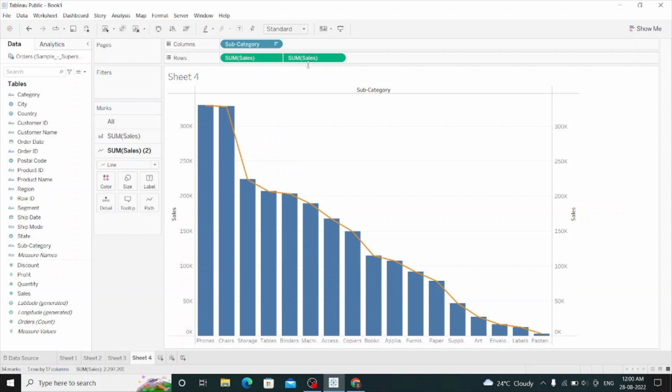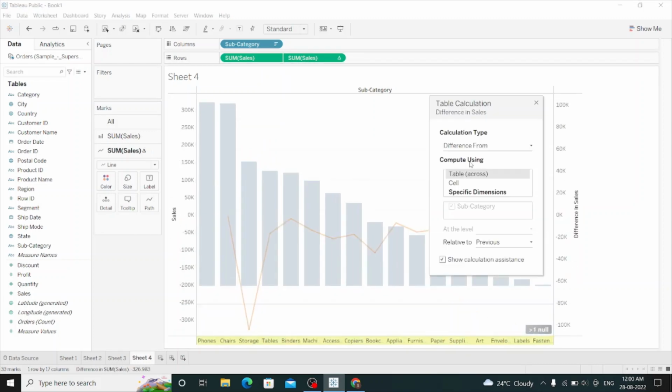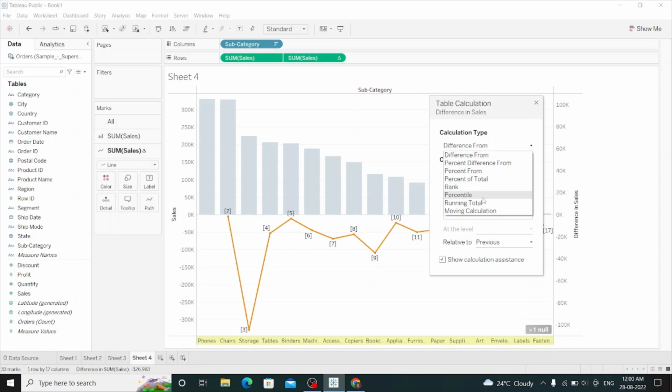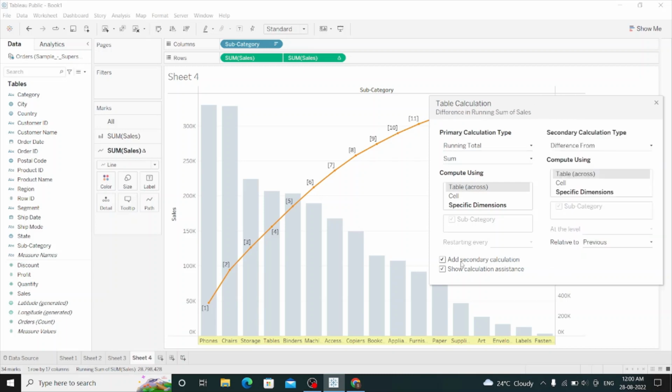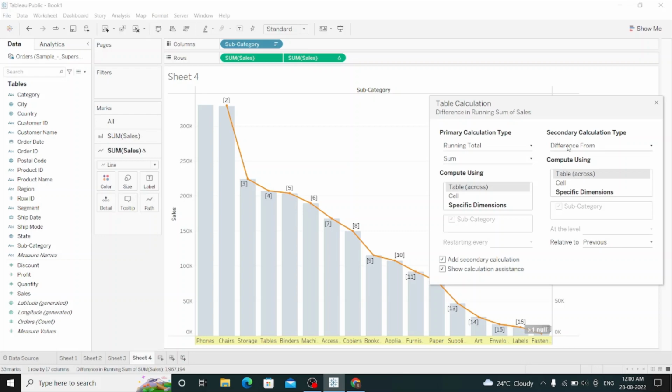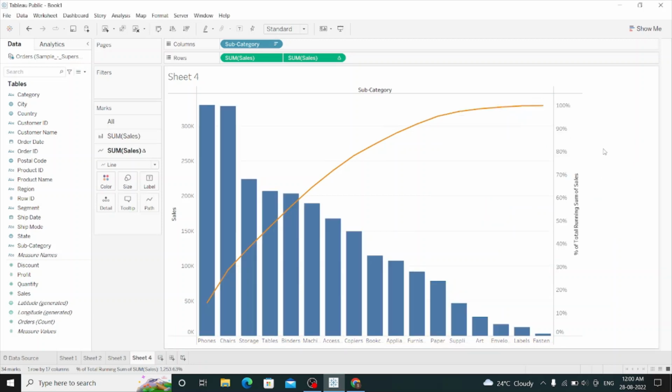orange. Then I will add the table calculation and it will be of running total, sum, and it will be computed using table across. Then I will add secondary calculation and that will be of percentage of the total and the table across. Then I will close this and the Pareto chart is ready.